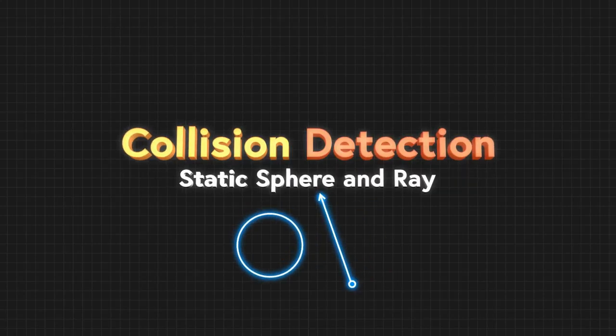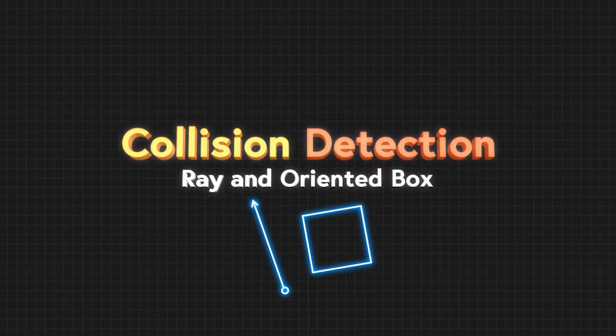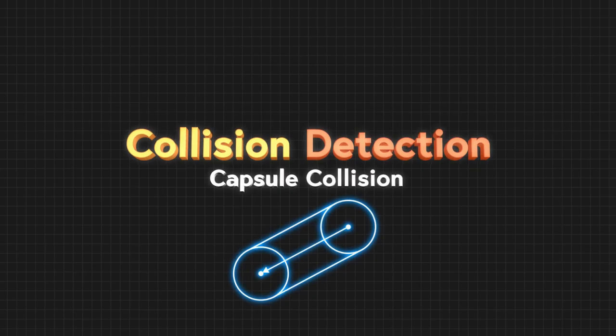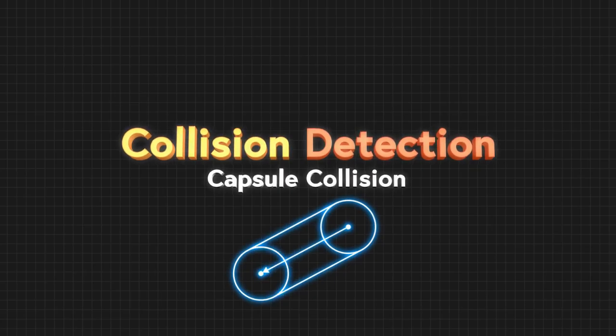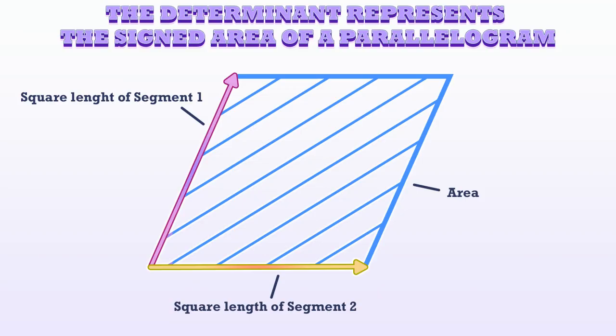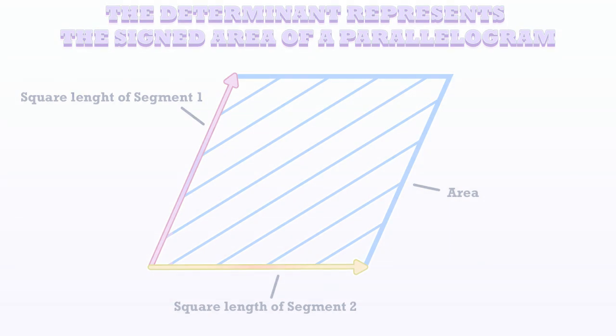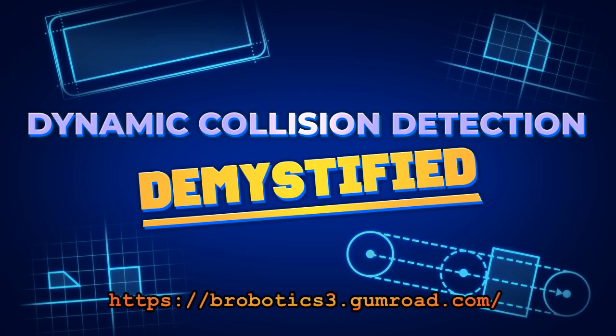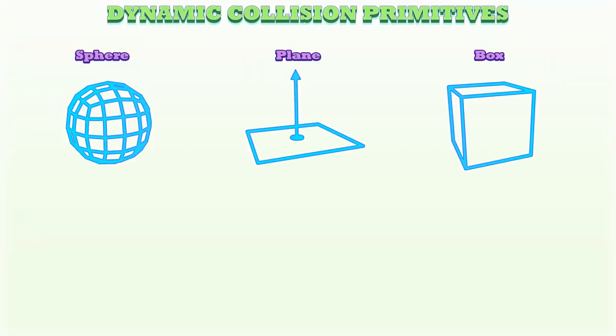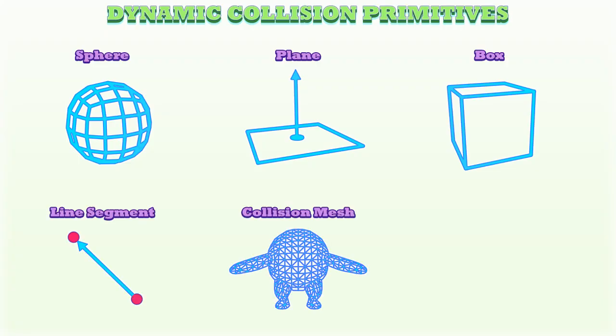So far, I've explained how to implement many static tests and broken down how capsule collision works, including the mathematical underpinning that makes it possible. Now, I want to go further in my first mini-course, Dynamic Collision Detection Demystified. In this course, I will explain how dynamic collision with spheres, planes, axis-aligned bounding boxes, and oriented bounding boxes works, as well as collision meshes and half-pipes.